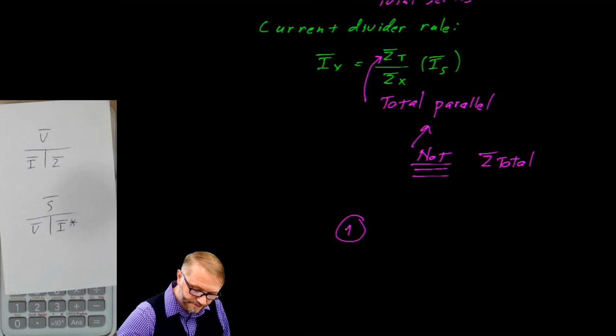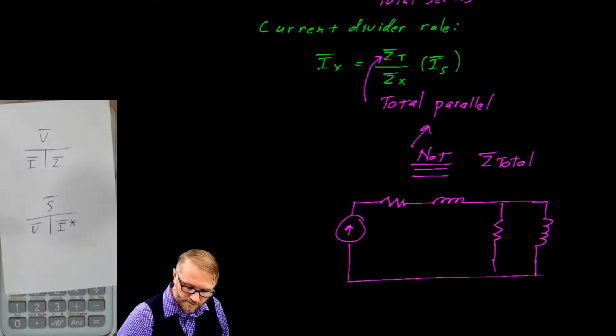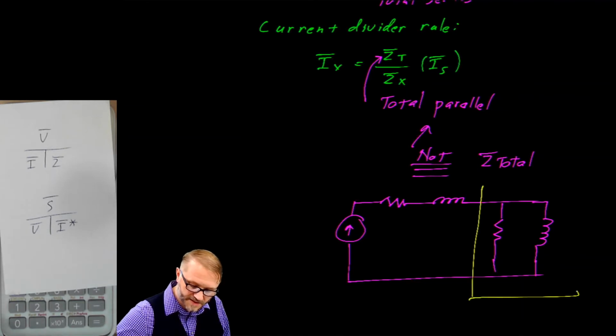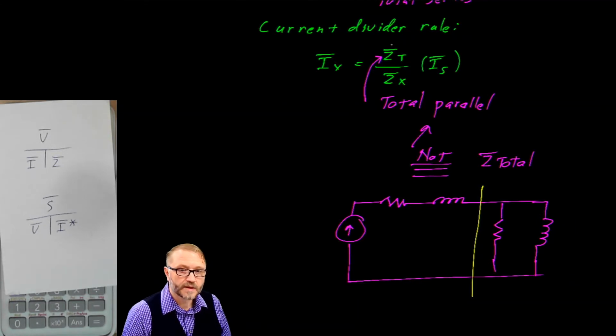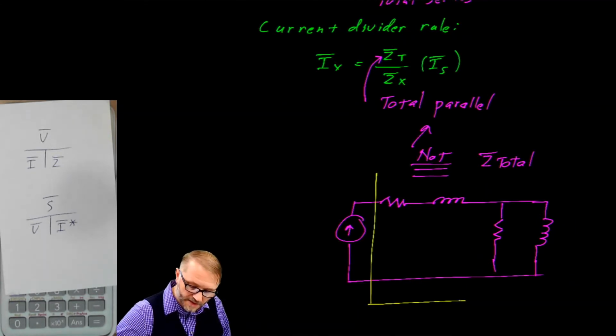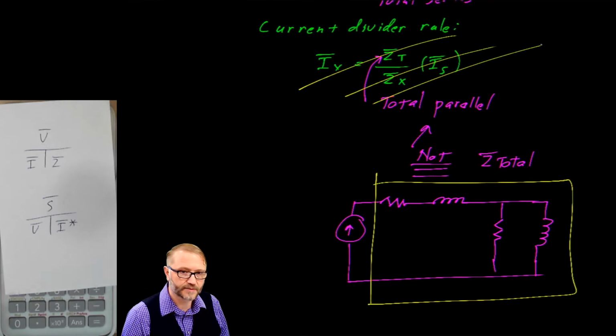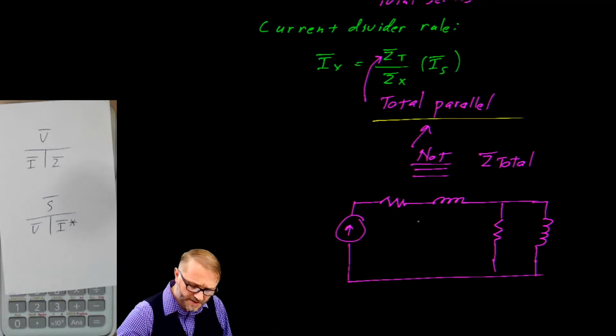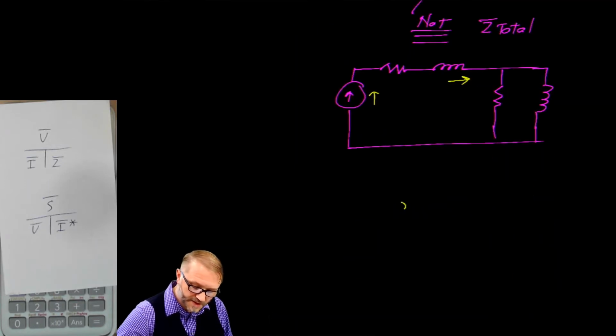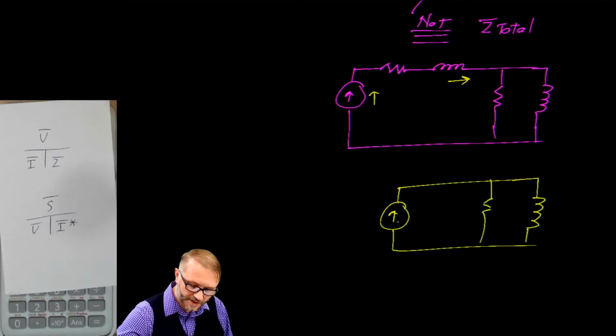For example, in this circuit, this is the total parallel piece that goes here as Z total. Do not make the mistake of using the total circuit impedance, because that has absolutely nothing to do with the current divider rule. Look at it this way. If there's a current here, there's going to be the same current here, which means this particular problem can be redrawn like so, where here is our original current, and these are original R2 and L2.